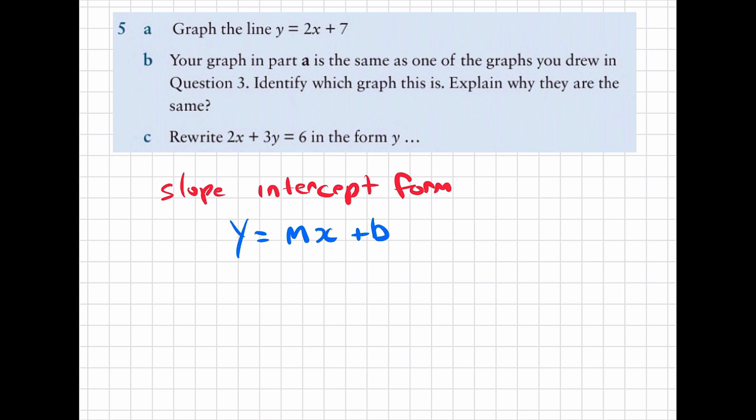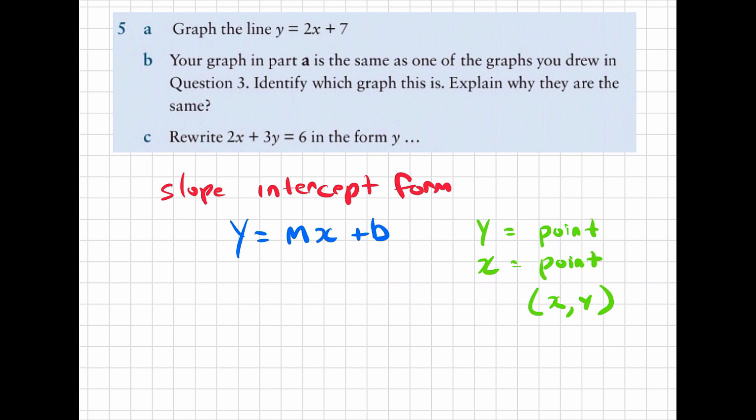Okay, now we have to sort of know, well, what is y? Well, y is a point on the line that this equation will form, and so is x. X is also a point. They will be an ordered pair found on that line, so that's going to be some x value and a y value.